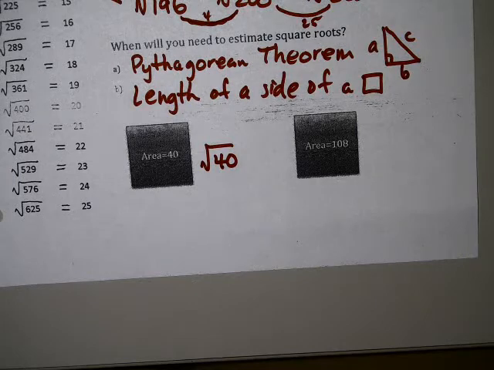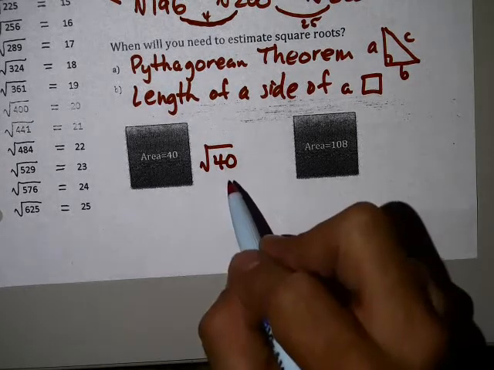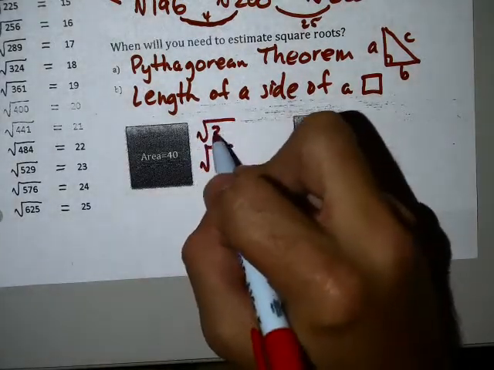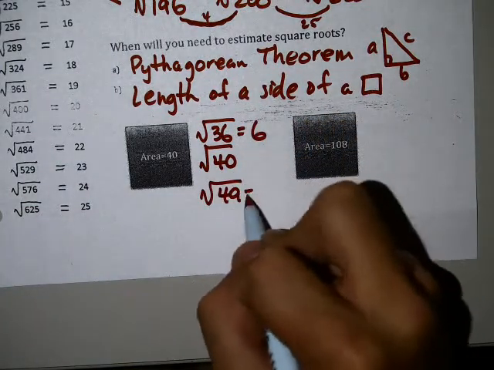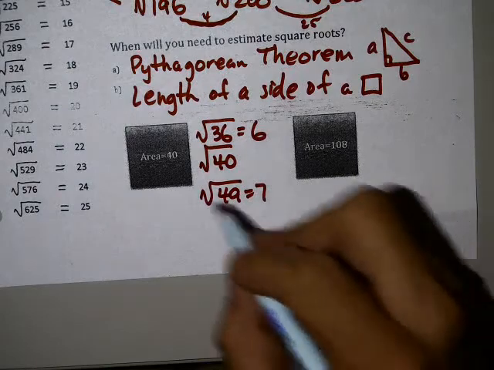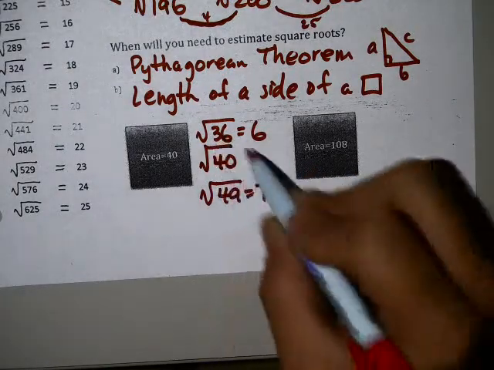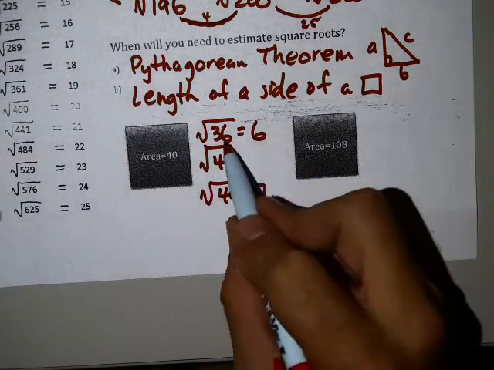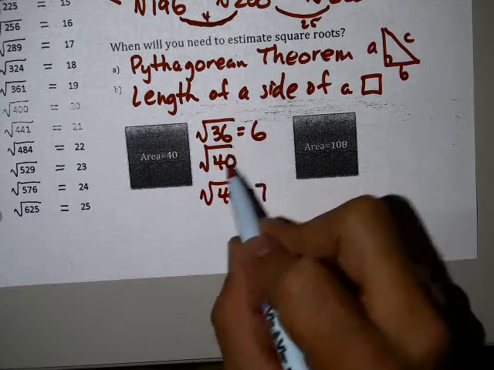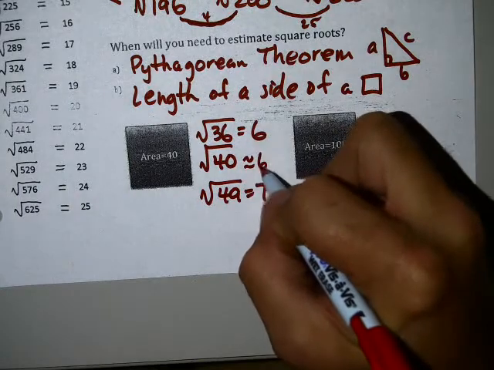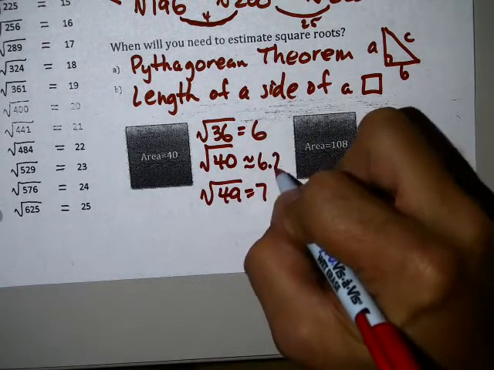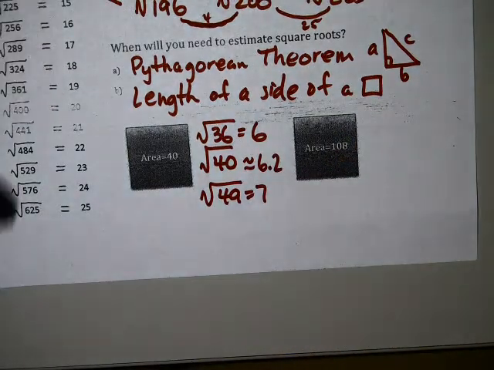That never works. But we can estimate that the square root of 40 has got to be somewhere between 6 and 7. And it's a lot closer to 6 than it is to 7, because 40 is close to 36. It's only 4 away, but it's 9 away from this one. So we could probably estimate this is about 6.2, maybe 6.3. That would be close enough.